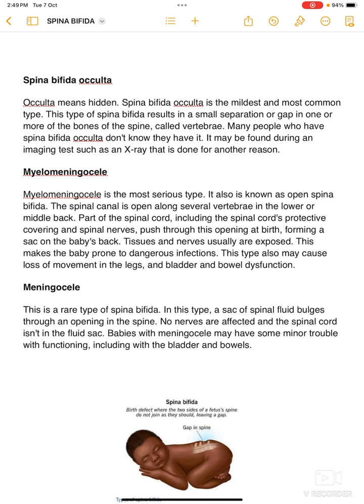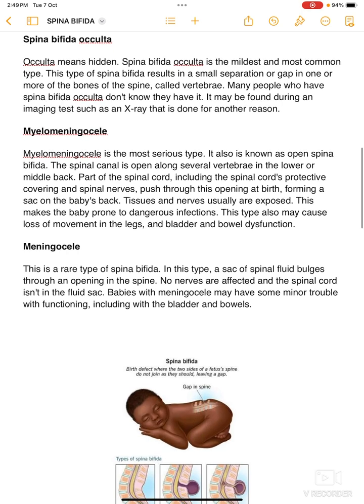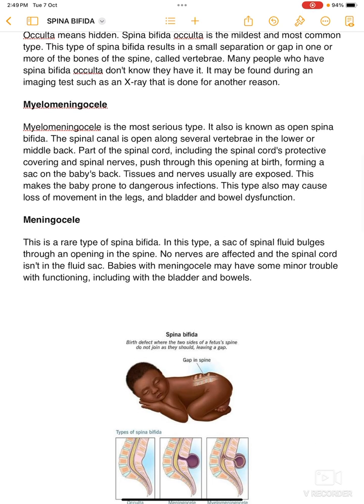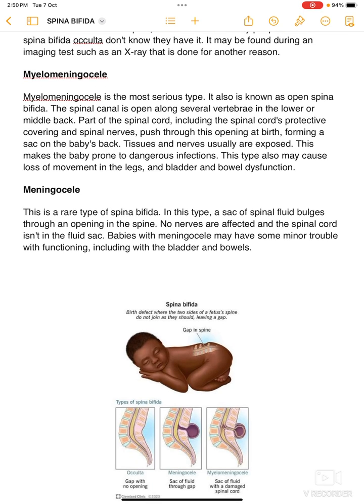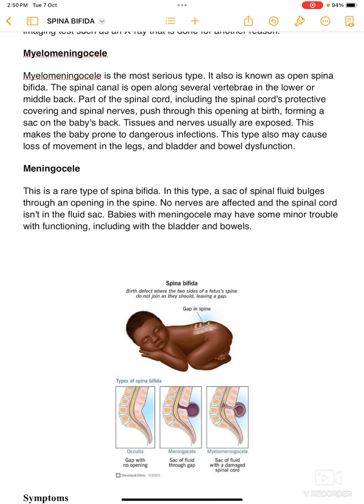Talking about the second one, myelomeningocele. Mainly it is the most serious type. It is also known as open spina bifida. The spinal canal is open along several vertebrae in the lower and middle back. Here the spinal cord's protective covering and spinal nerves push through the opening at birth, forming a sac on the baby's back.